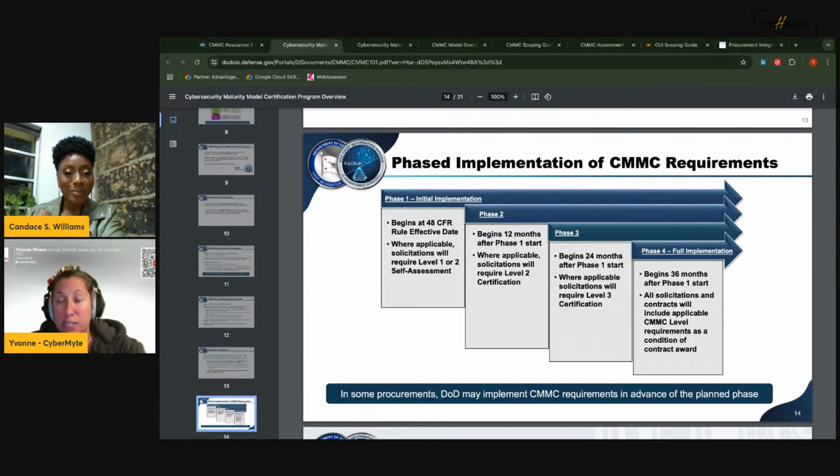Okay, so if December 16th, 2024, the CFR rule went into effect, that would mean that phase 1 would start in 2025. That would mean all applicable solicitations will require level 2 certification. So right now, solicitations will require level 1 or 2 self-assessments. So I would say, like we said last week, definitely try to go for that level 2 self-assessment. But level 1, definitely, since everybody's obviously dealing with solicitations, right? Because that's what level 1 is for, protecting those solicitations. But I would say start with the level 2 self-assessment. That should be everybody's goal right now.